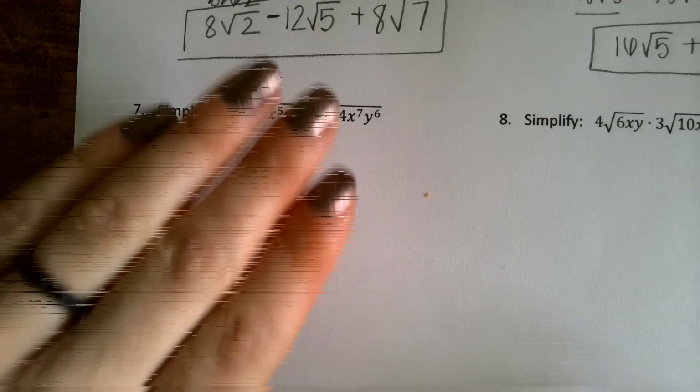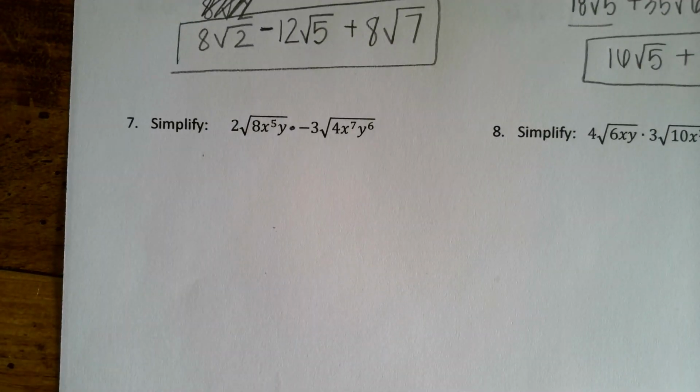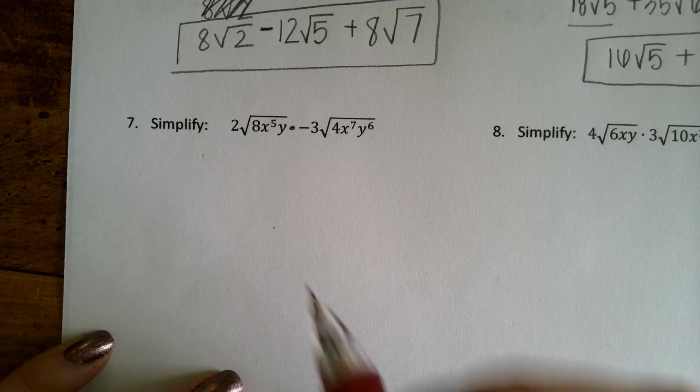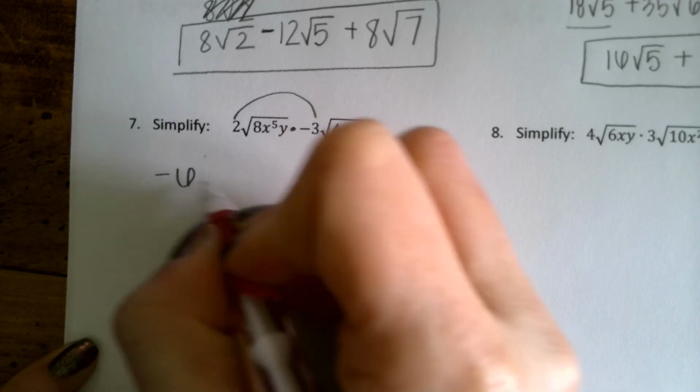Number 7 gives me 2 radicals, and I am multiplying. The big idea here is that things that are outside of the radical can multiply together, things that are inside the radical can multiply together. So we'll start with taking 2 times negative 3, both outside. That gives me negative 6.